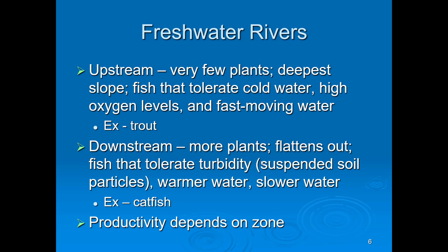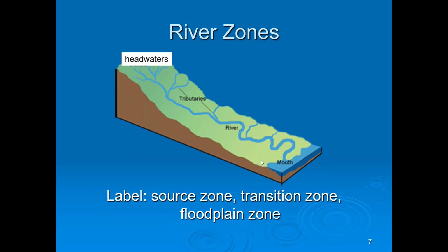And the productivity is going to depend on the zone. And so we split rivers into 3 zones. Do know where the water starts. It's called the headwaters. Where it spits out into the larger body of water, whether it's a lake or an ocean, that's called the mouth. So there's 3 zones. This says label it. I should have done this. Well, actually, I did. The source zone is the kind of the top third part.